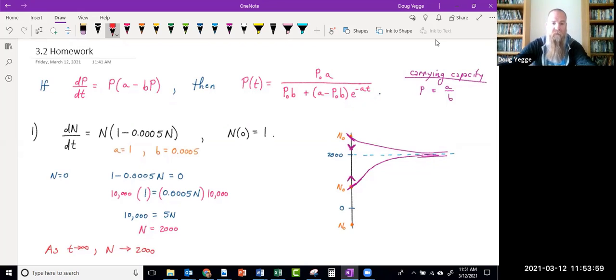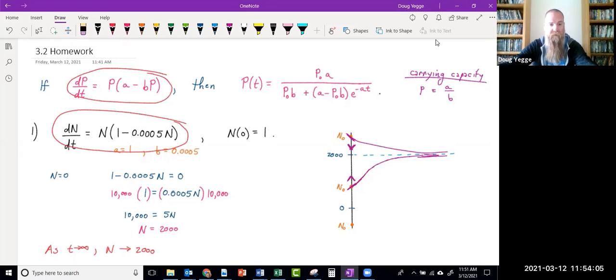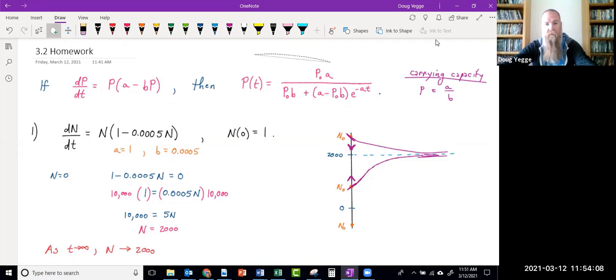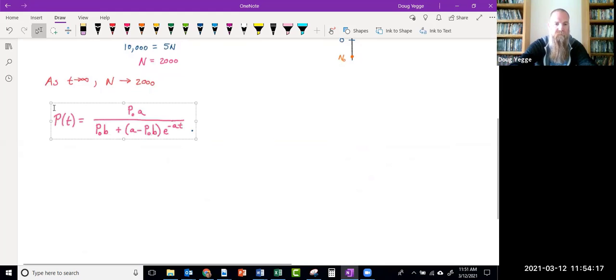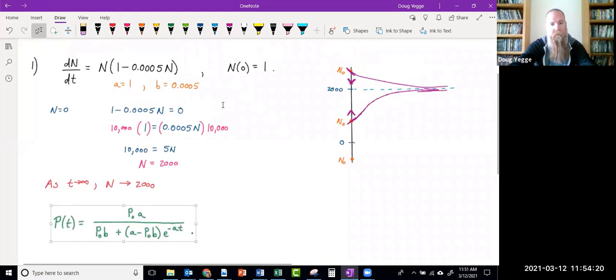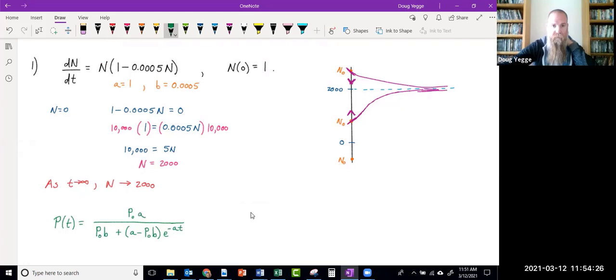Okay, we already recognize that if this is our differential equation, that looks exactly like this form. So it tells me that it's logistic, and therefore we're going to be able to take the function P of t and solve. Okay. So we can now start plugging some quantities in. Let's start off with recognizing that A was equal to 1, B is 0.0005, and since N of 0 is 1, that means that P0 is 1. So that means that we have everything we need.